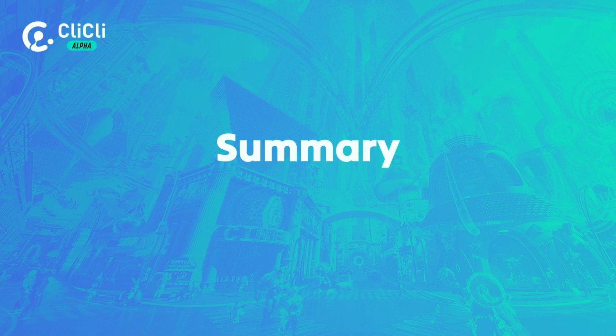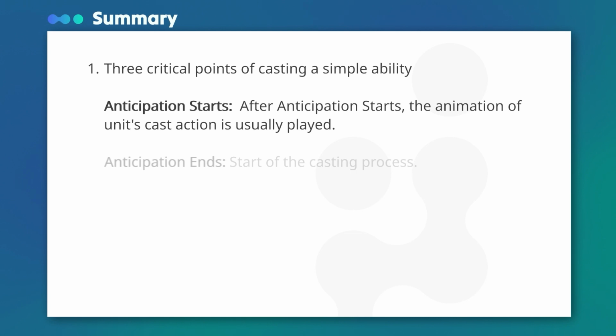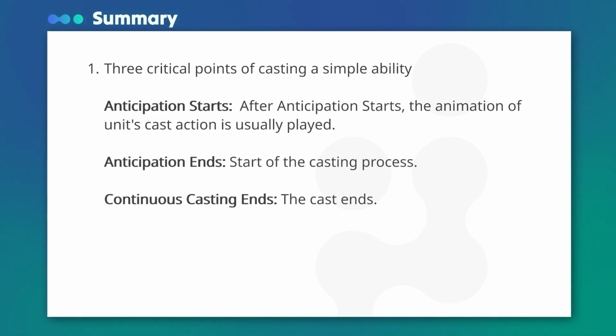Now, it's time to review what we learned today. 1. There are 3 critical points of casting a simple ability: anticipation starts, anticipation ends, and continuous casting ends. After the anticipation starts point, the animation of unit's cast action is usually played. Anticipation ends is the start of the casting process. Continuous casting ends means the cast ends.